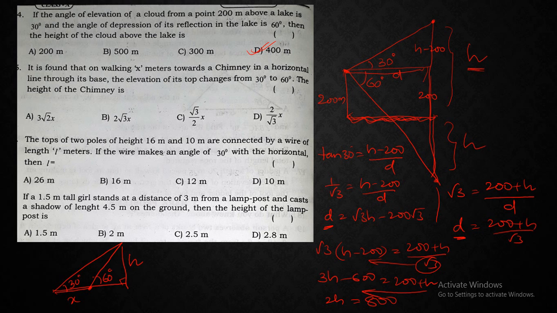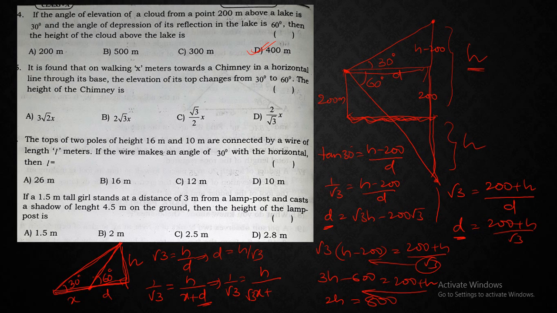Now suppose this distance is d. Using the smaller right angle triangle, tan 60, so root 3 is equal to h by d. So from this, d is equal to h by root 3, so keep it aside. Next, by using the big triangle, tan 30, what is the value of tan 30? Tan 30 is equal to 1 by root 3 is equal to h by x plus d. So replace d with h by root 3, then 1 by root 3 is equal to h by x plus h by root 3.